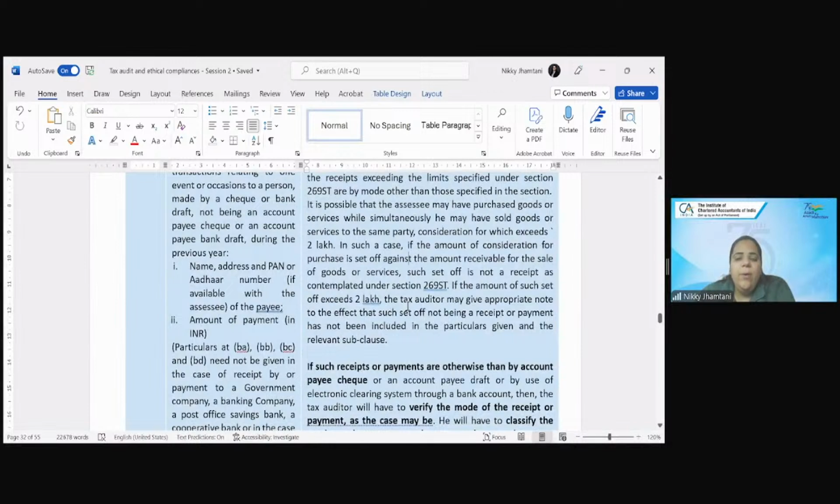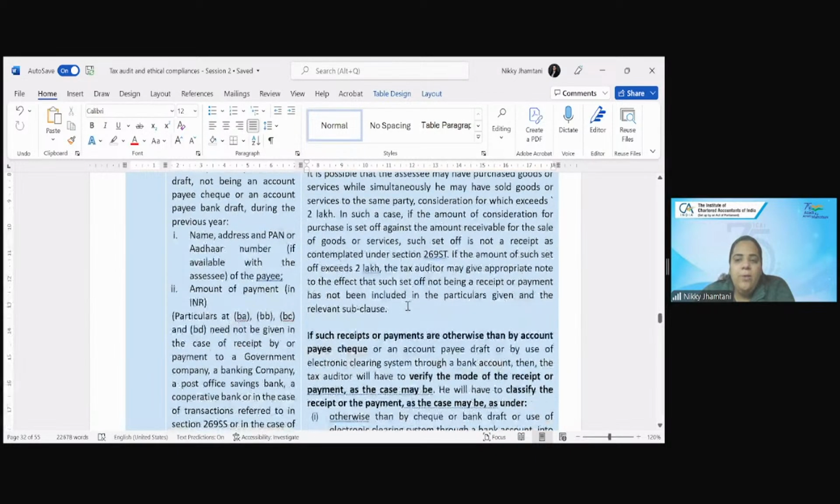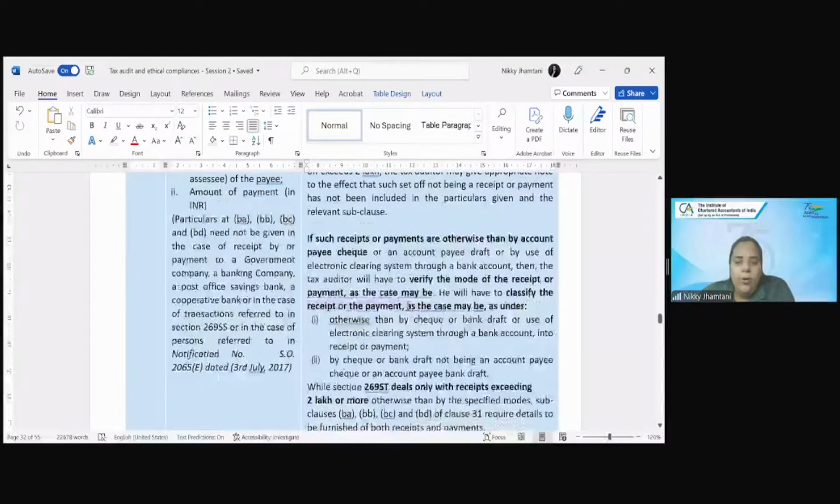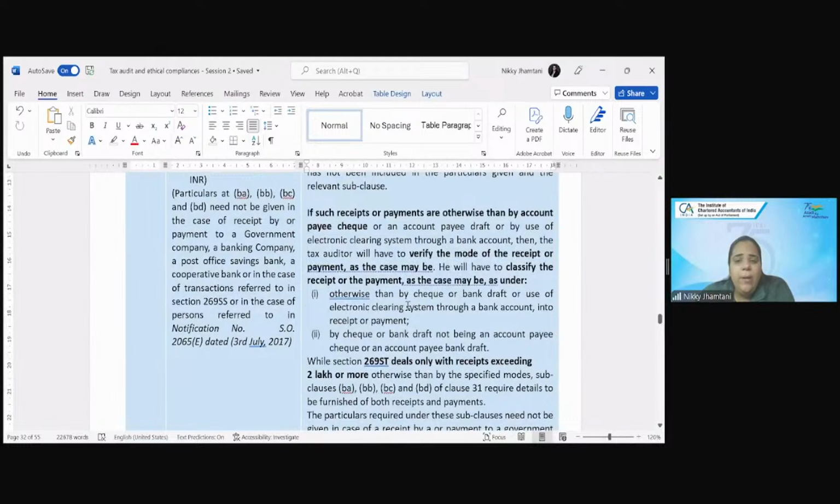In such a case, if the amount of consideration for purchase is set off against the amount receivable for the sale, such set off is not a receipt. If the amount of such set off exceeds 2 lakh, the tax auditor may give appropriate note to the effect that such set off, not being a receipt or payment, has not been included in the particulars given in the relevant subclause. If such receipts or payments are otherwise than by account payee cheque or other banking channels, then the tax auditor will have to verify the mode of the receipt or the payment, as the case may be.